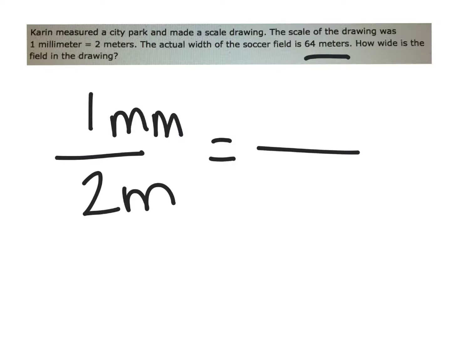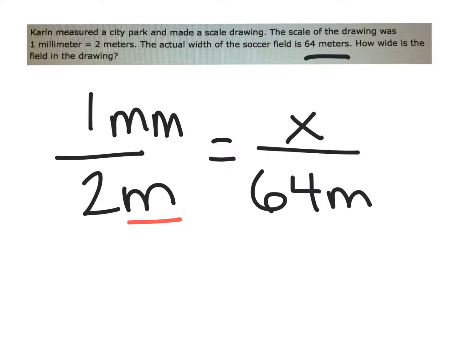So I'm going to look at the first proportion. Where was meters? It was in the denominator of the fraction, so 64 meters would go in the denominator of this fraction, and I'm looking for the numerator. So I'm hoping you are saying, I know how to solve this because we've been working on proportions for a very long time. You're going to take 64, multiply it by 1, that gives you 64, and then you'll be dividing it by 2 to get 32. So in the drawing, it would be 32 millimeters in length.